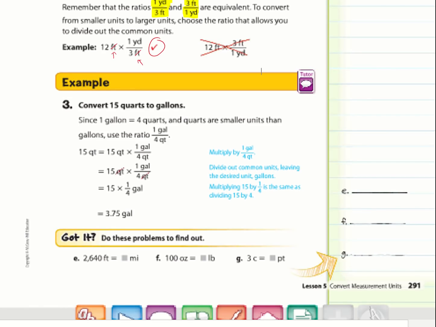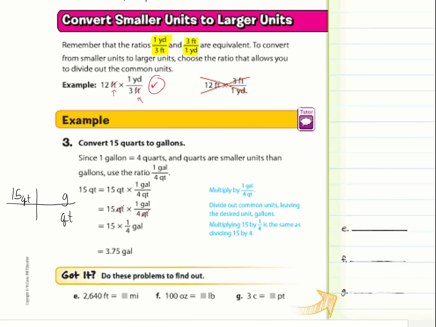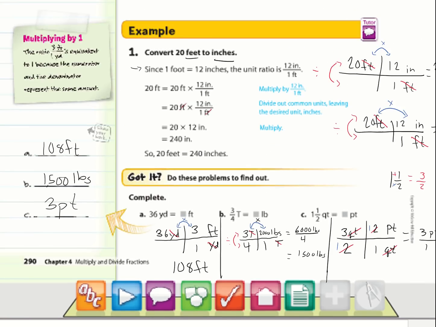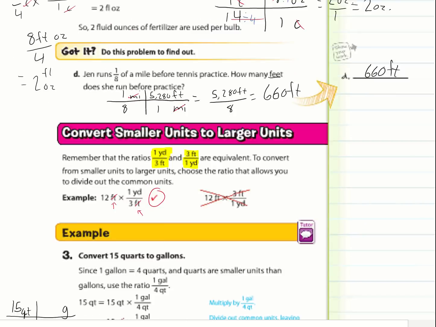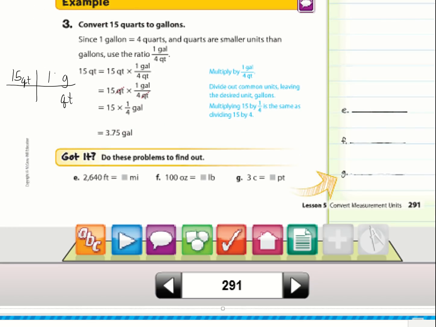So example 3, convert 15 quarts to gallons. So we have 15 quarts, and I'm changing that to gallons. So I'm going to have my quarts on the bottom. I'm going to go back to my table. 1 gallon equals 4 quarts. So I'm going to make my ratio: 1 gallon over 4 quarts.